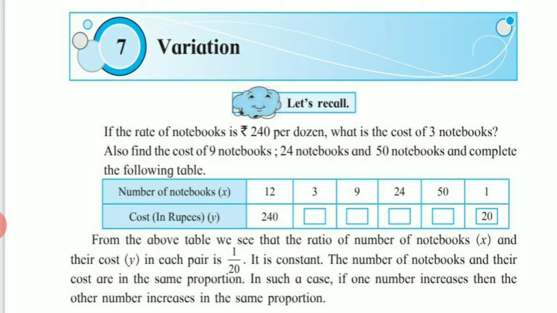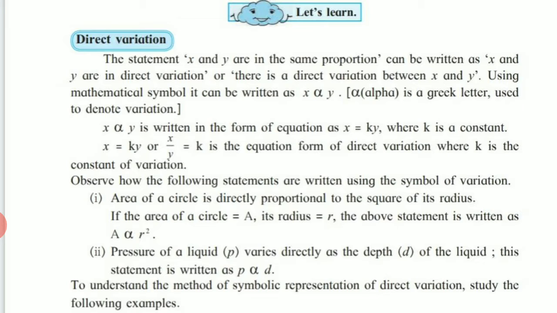From the above table we see that the ratio of the number of notebooks X and their cost Y in each pair is 1 upon 20. It is constant. The number of notebooks and their cost are in the same proportion. In such a case, if one number increases, then the other number increases in the same proportion. That is called direct variation.